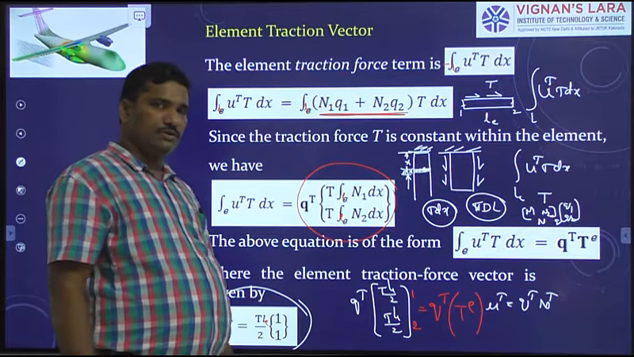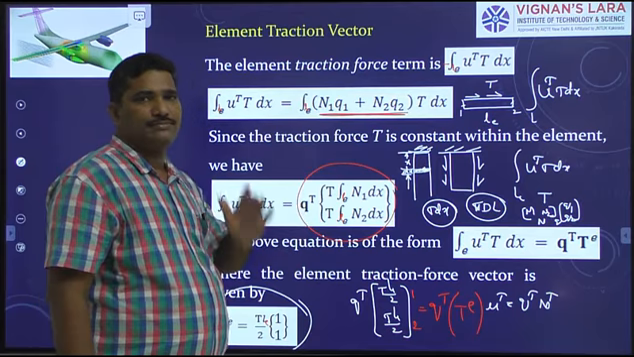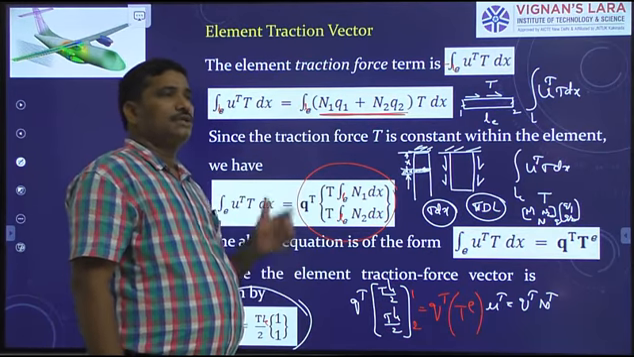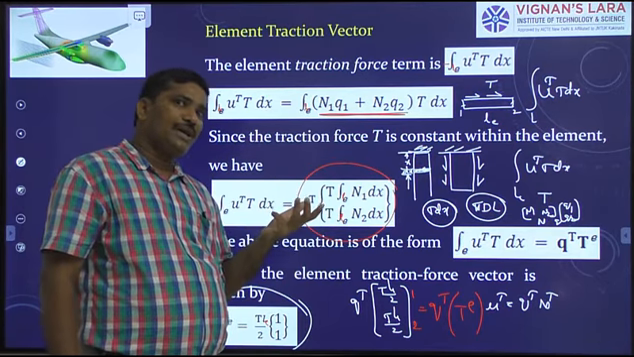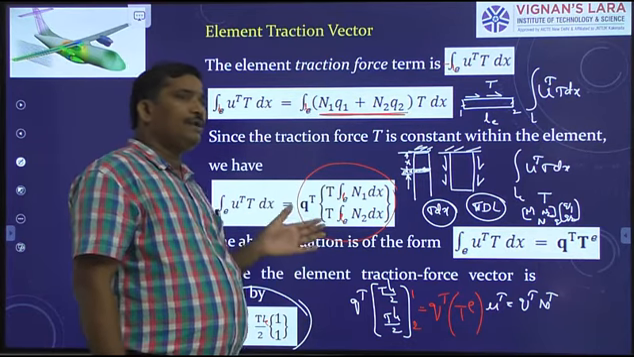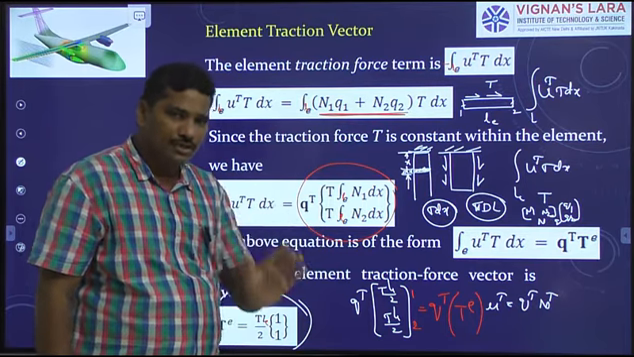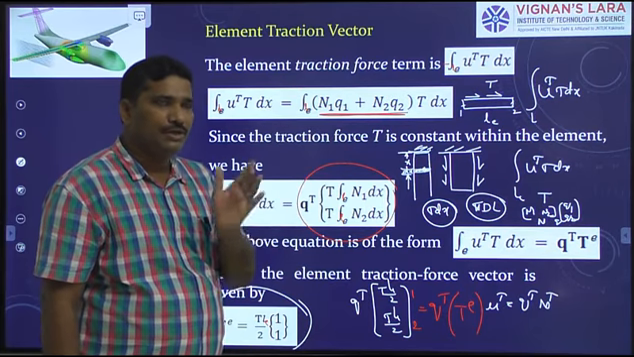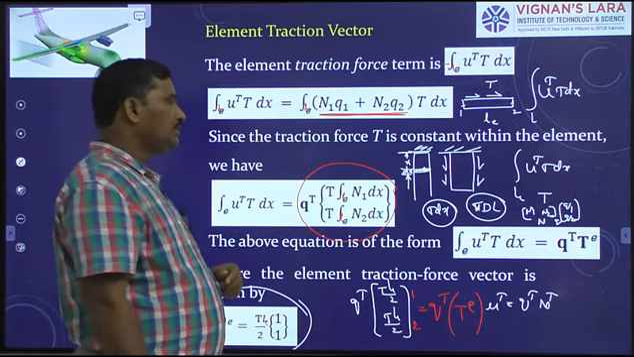Now, we know what the element stiffness matrix is. We know what the element body force vector is. We also know what the element traction vector is. The element stiffness matrix results from the element strain energy term. The element body force vector results from the work potential due to body force. The element traction vector results from the work potential due to traction force.